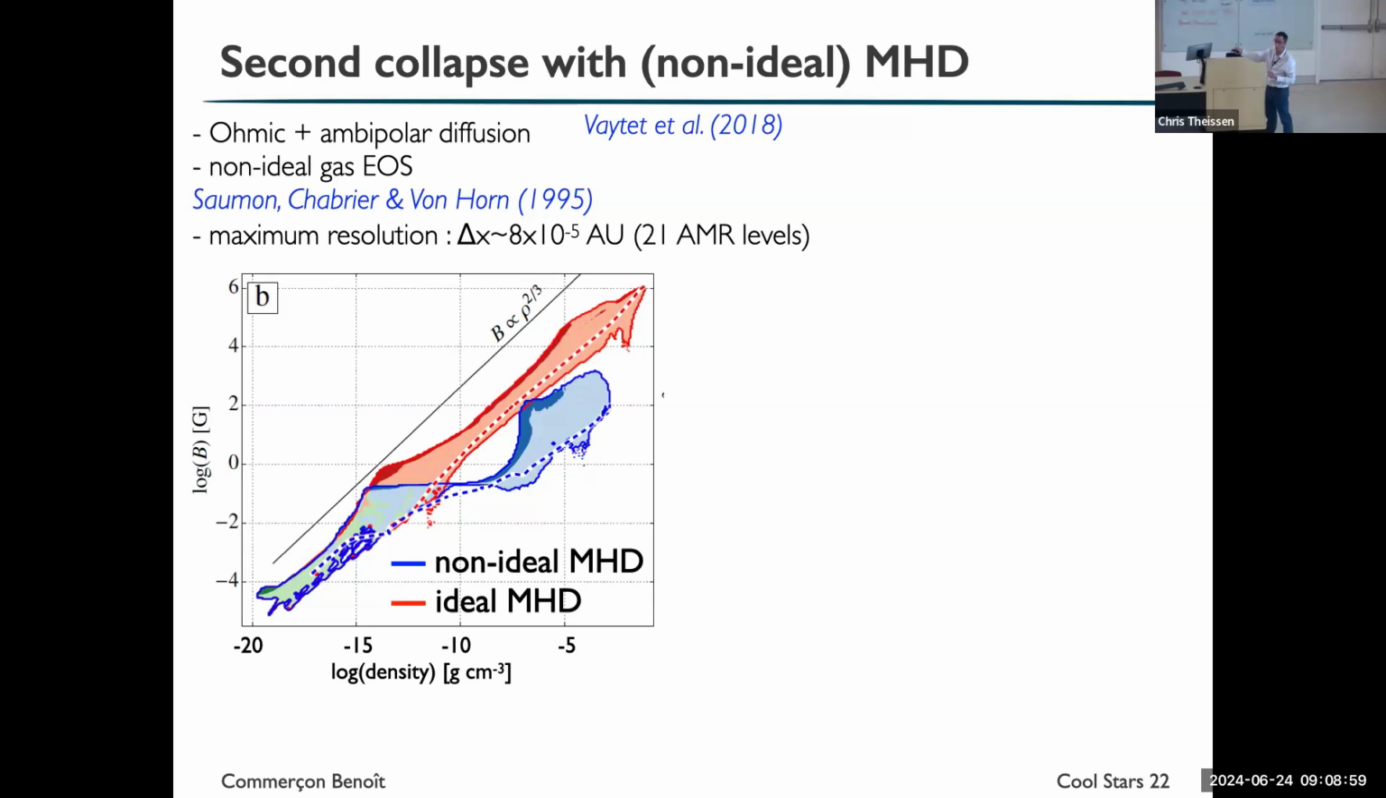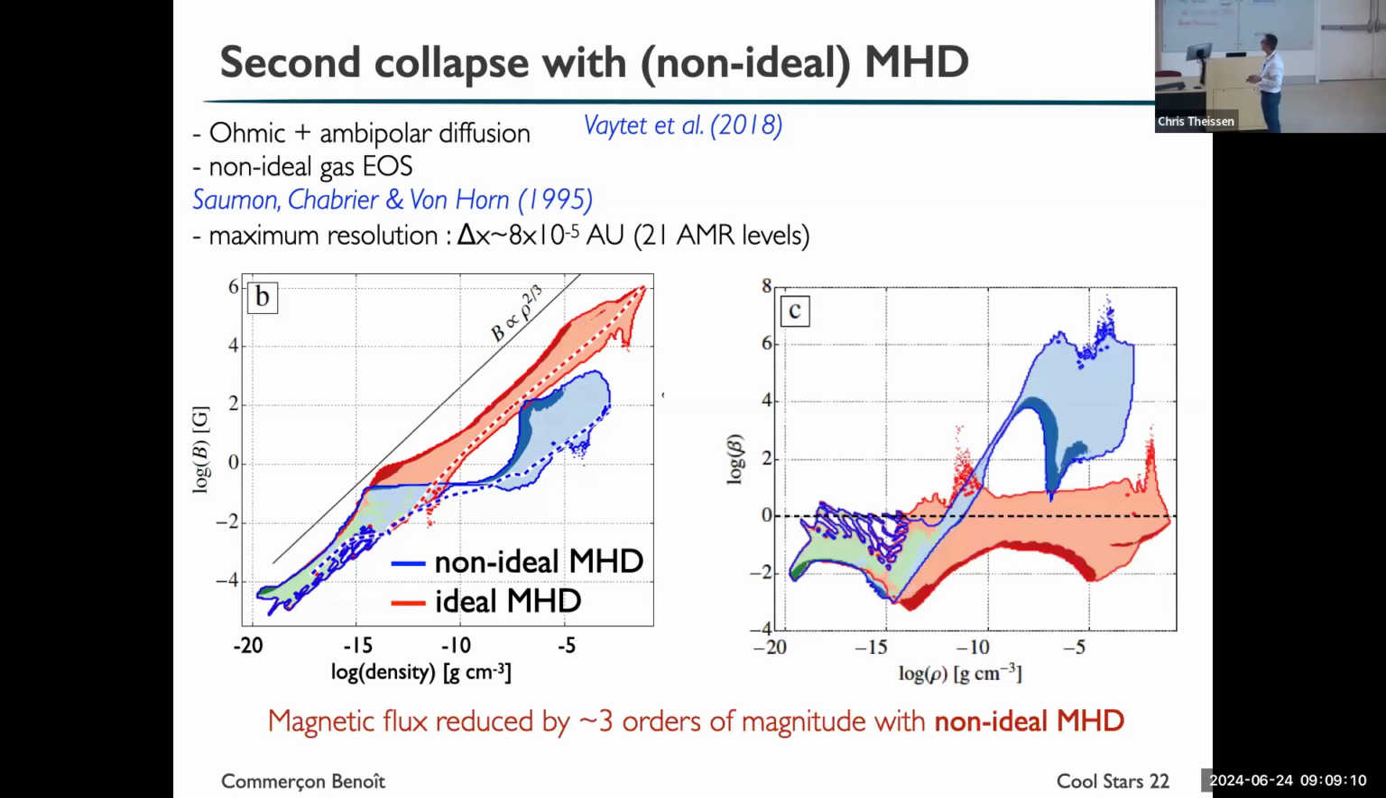From the 0.1 Gauss, the magnetic field is amplified, but we end up with a magnetic field in the newborn protostar of about 1 kG, which is much more consistent with observation. So thanks to non-ideal MHD, you see that we have reduced the magnetic flux by more than 3 orders of magnitude in the forming protostar, which provides a solution to the magnetic flux problem.